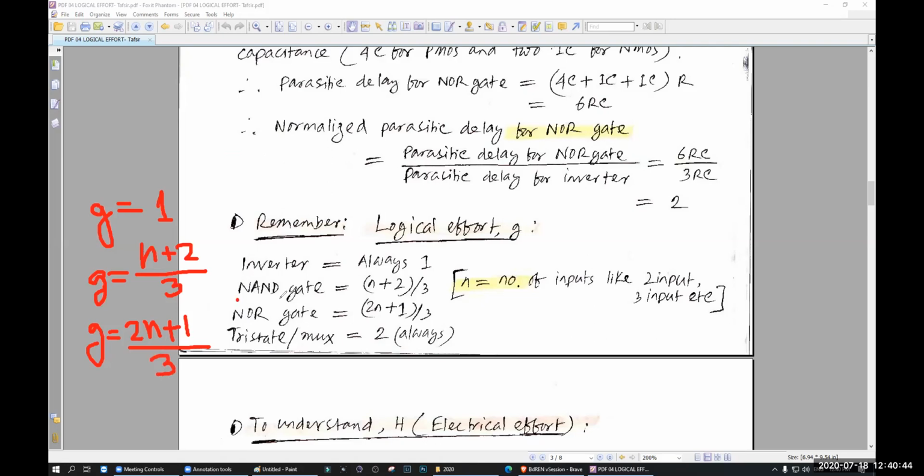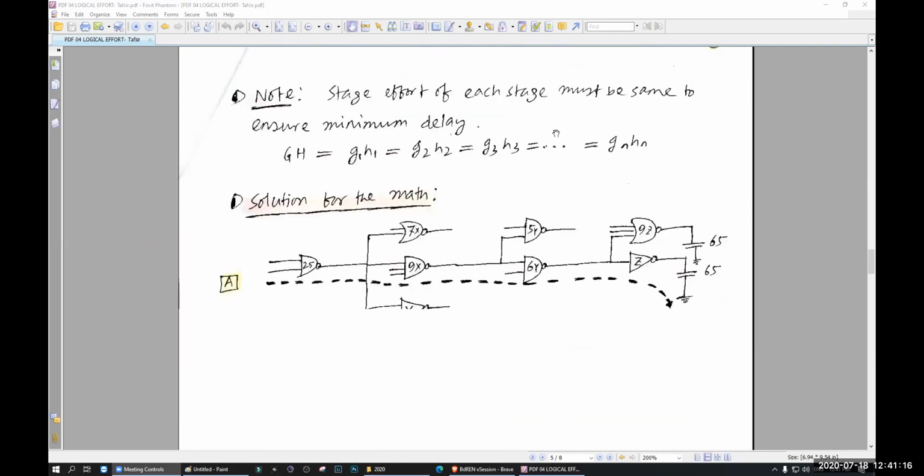Obviously, what about AND gate? AND gate is actually a NAND gate and a NOT gate, right? So N plus 2 divided by 3 plus 1. Remember, this is AND gate. What is OR gate? OR gate is equal to NOR plus NOT, right? Now tri-state buffer or a multiplexer is equal to 2, always. So these are the formulas, and we'll be using these formulas for finding out the small g's. Now let's go to the math.